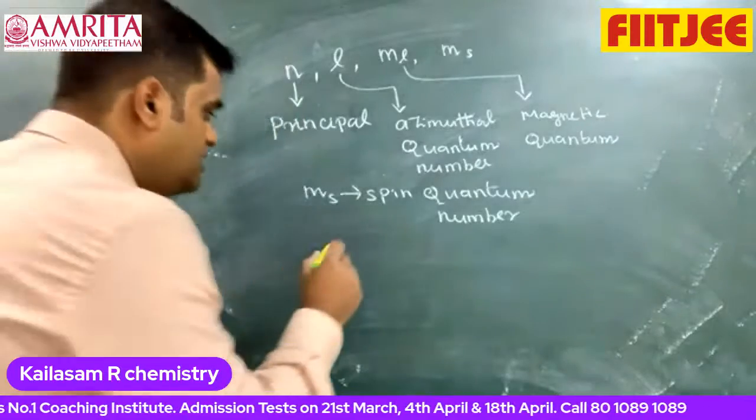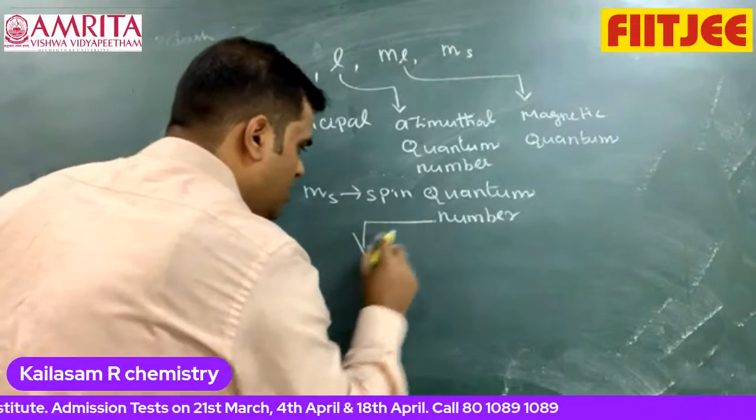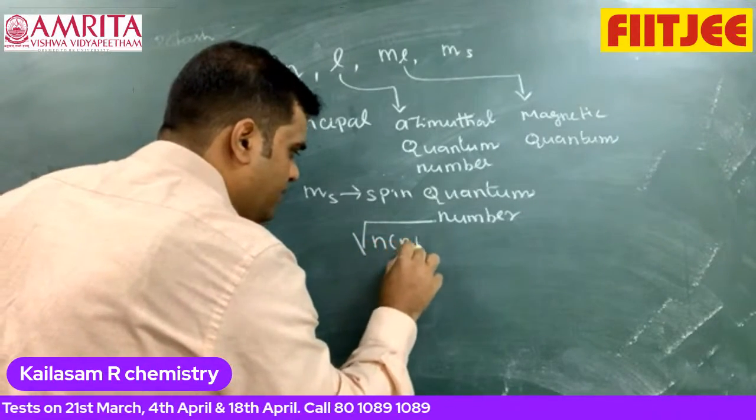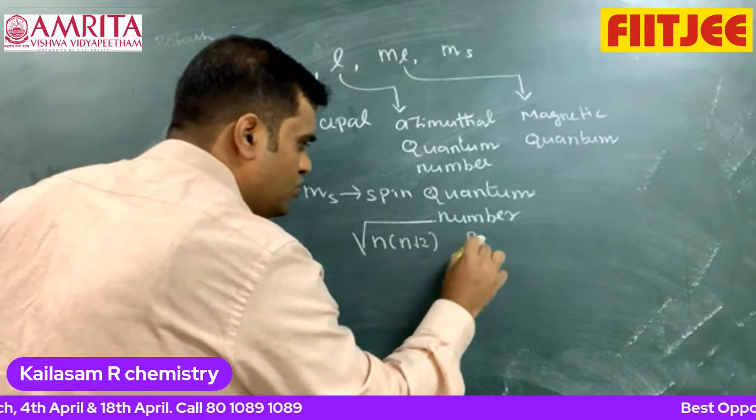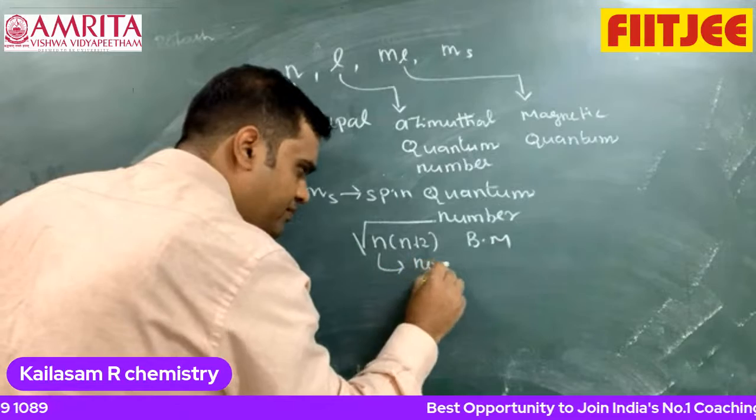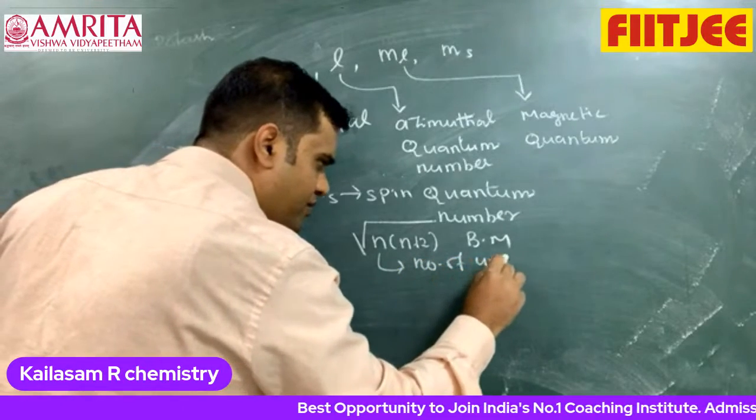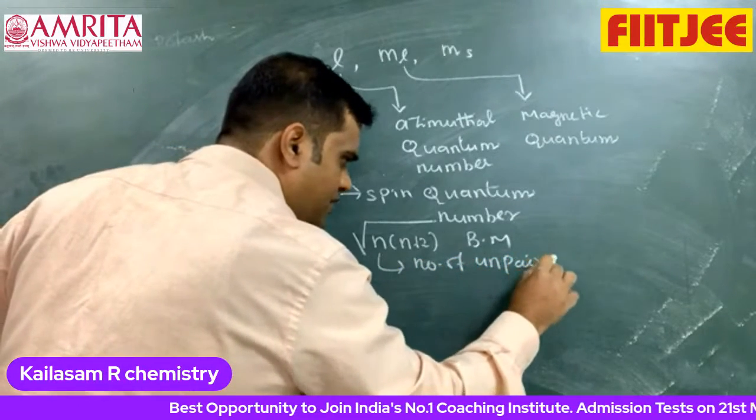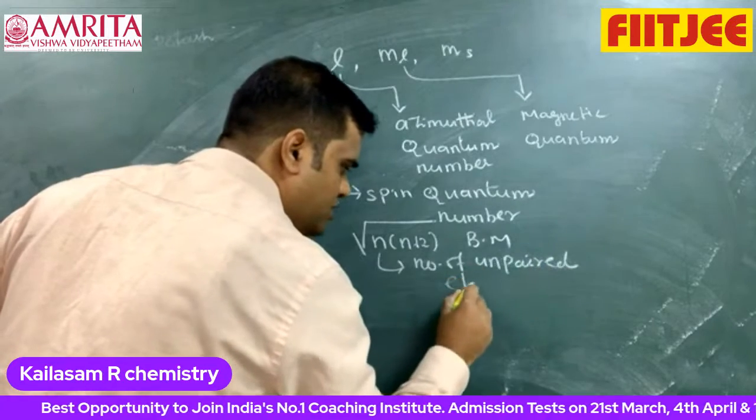That means the formula is root of n into n plus 2. What is this? n is nothing but the number of unpaired electrons.